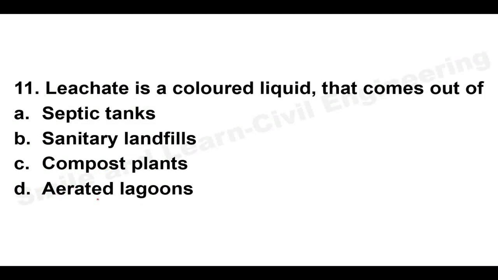Next question: leachate. Now, what is leachate? Leachate is a colored liquid that comes out of, yes, the correct answer is option B, sanitary landfills. Where does this leachate come from? It comes from the sanitary landfills. Now you see what these leachates do: they are very poisonous and polluting.